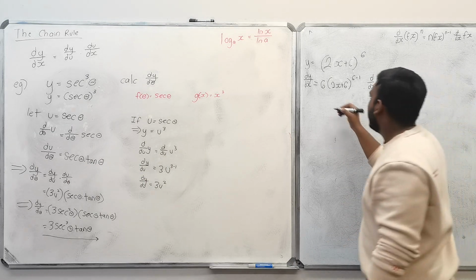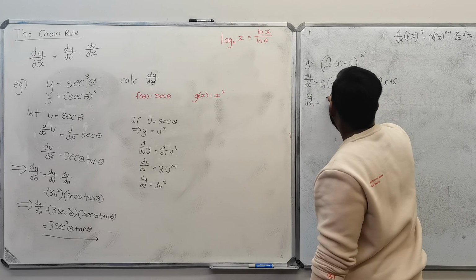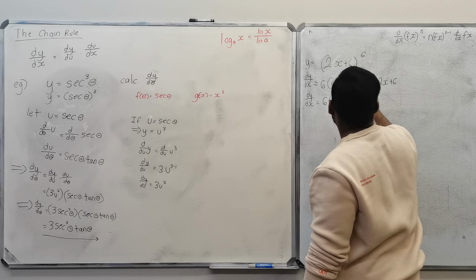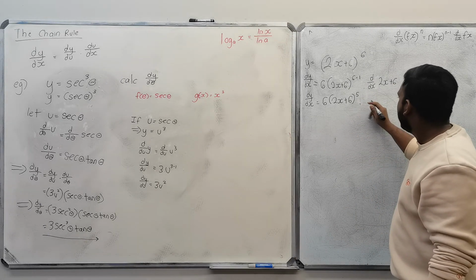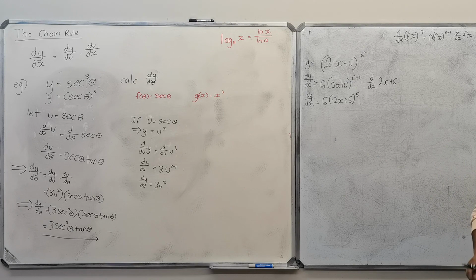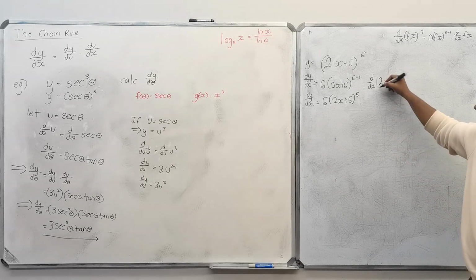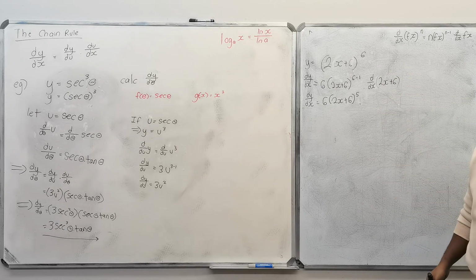Okay? So this would now read as 6 into (2x + 6) to the power 5 times, what's the derivative of this? Remember, you would derive each component. And if you derive 2x, what are you left with? It's 2 times 2. It's going to be 2.